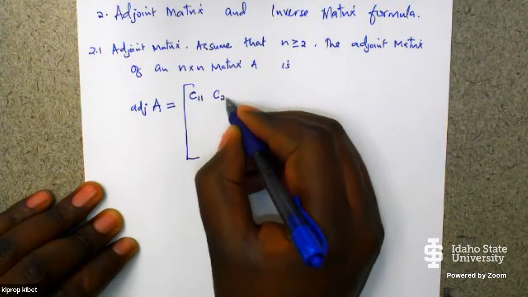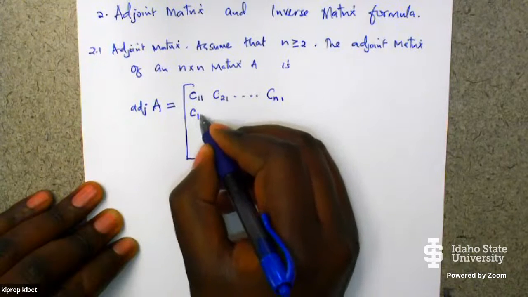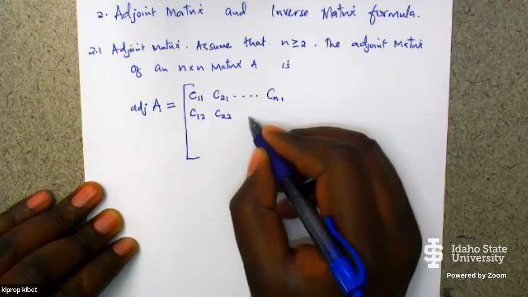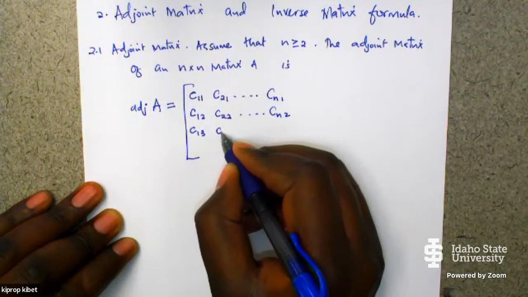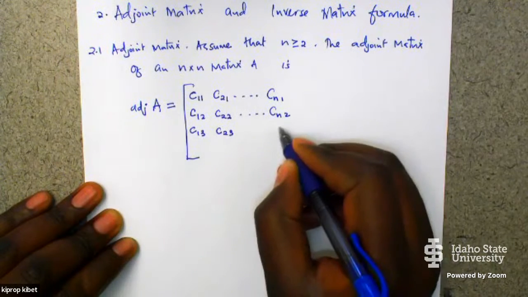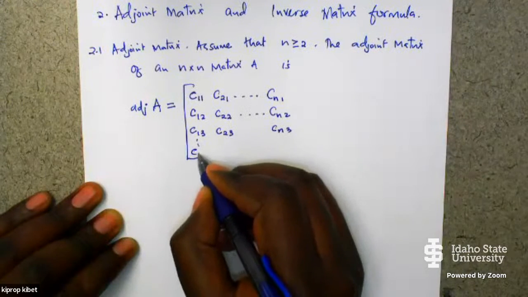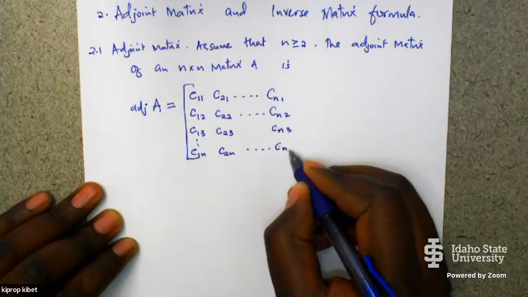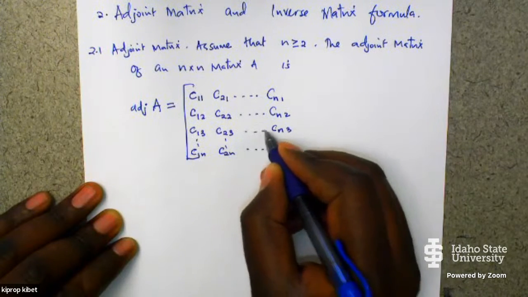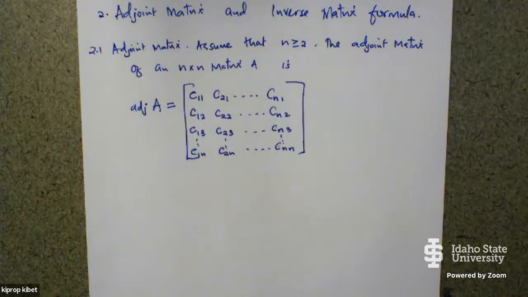C11, C21, CN1, C12, C22, CN2, C13, C23, and then CN3. So you continue like that, C1N, C2N, then CNN. So that is how we write the adjoint.